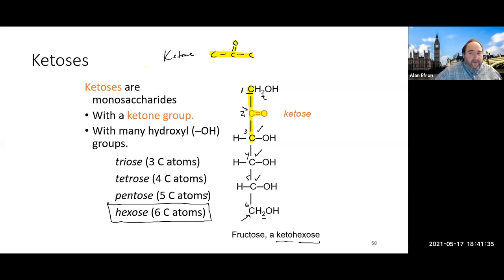Again, if we're looking for L or D, we want to go to the last chiral carbon from our carbon oxygen double bond, which in this case would be carbon number 5. We see the OH group there, it's on the right, which means this one would also be considered a D. Any questions on any part of that?